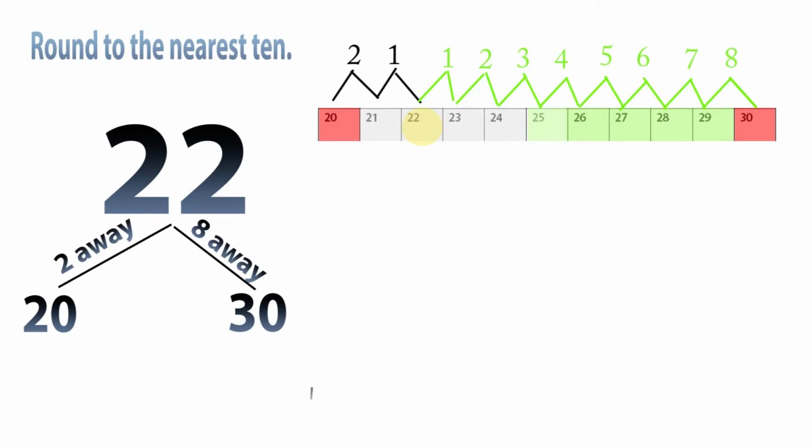Remember, rounding to the nearest 10 is telling which multiple of 10 a number is closer to. And since 22 is 2 numbers away from 20 and 8 numbers away from 30, 20 is closer. So 22 rounded to the nearest 10 is 20.